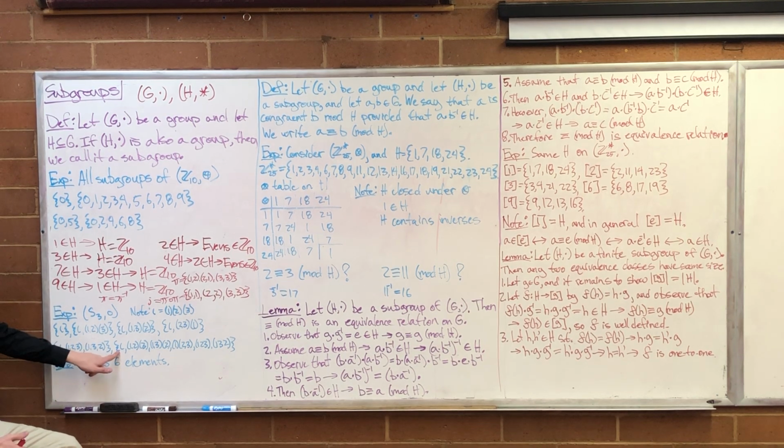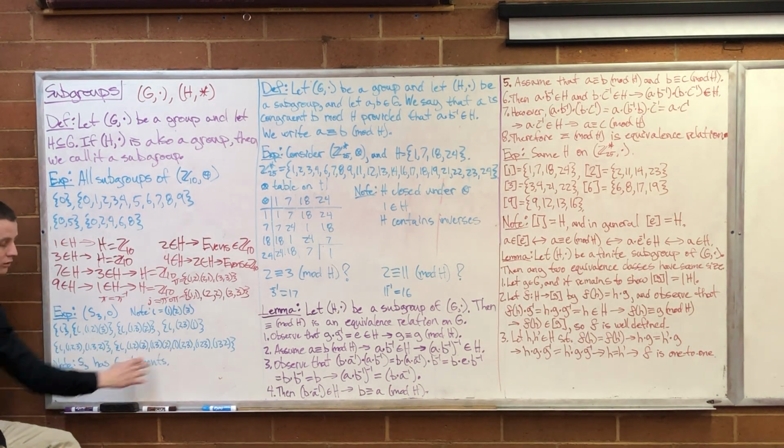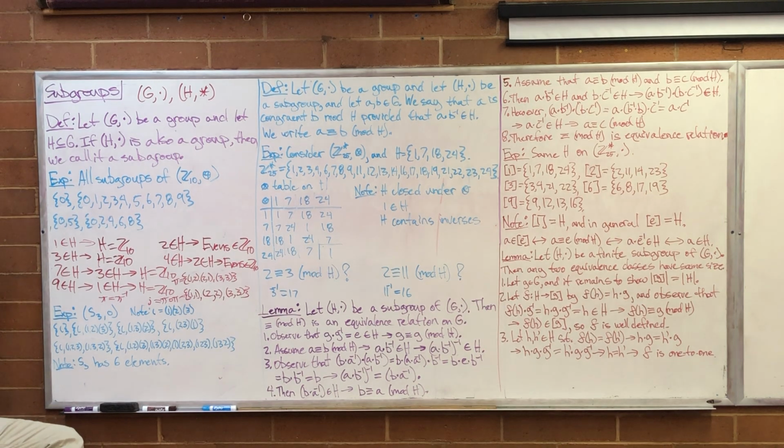Here's the third one, and then finally our whole group. Something to notice about all these groups is, what's the size of this one? What's the size of this one? 1, 2, 3, and 6. What do all those numbers have in common? They all divide 6. They're all divisors of 6.